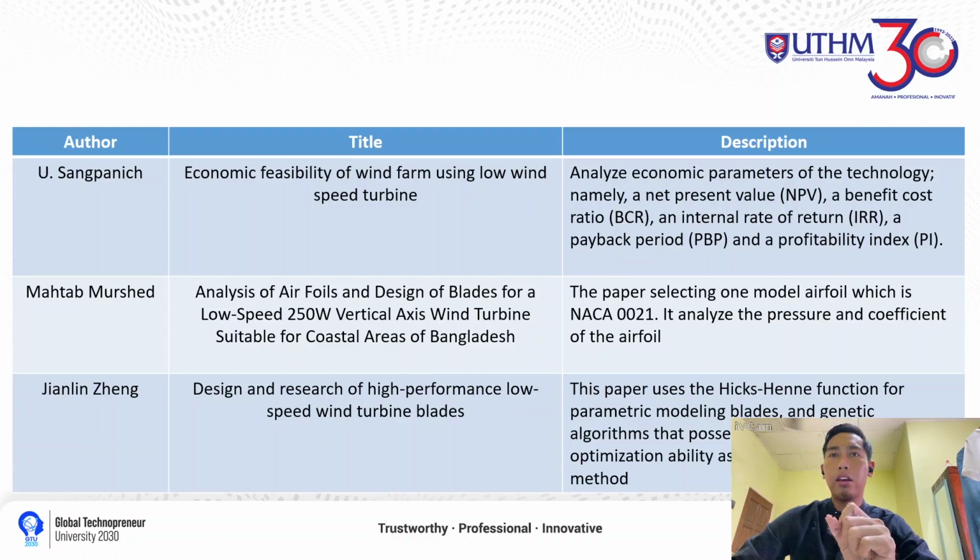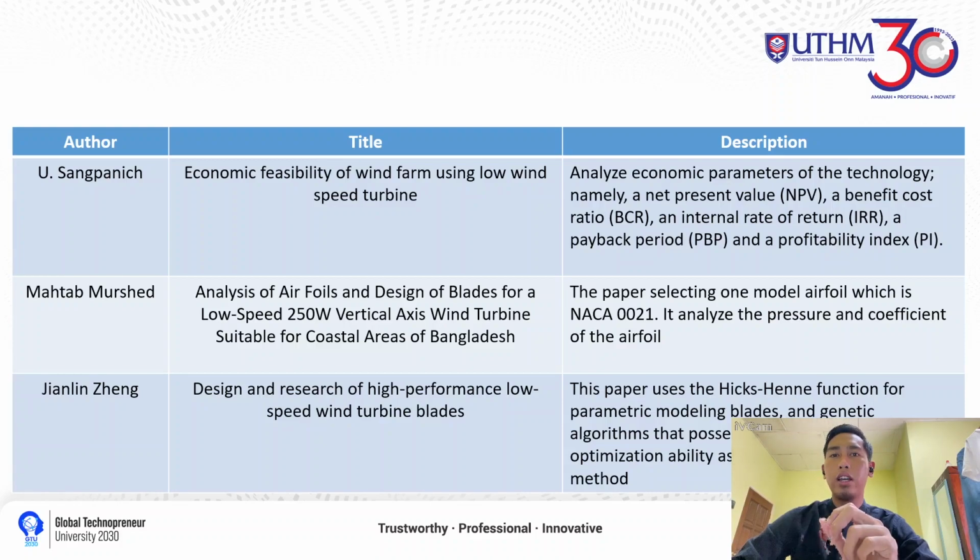Okay, the second paper analyzed airfoils and the design of a blade for a low speed 250 watt vertical axis wind turbine suitable for coastal areas of Bangladesh. Basically, it uses the Bangladesh area for this project. Then the paper selected the model NACA0021 as the airfoil, and it analyzed the pressure coefficient of the airfoil.